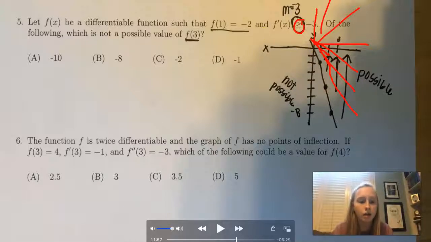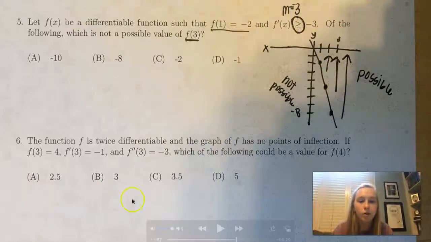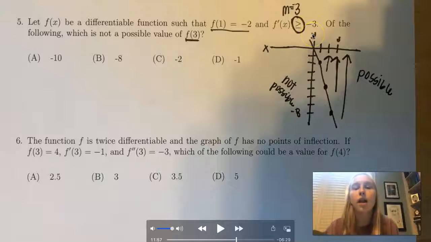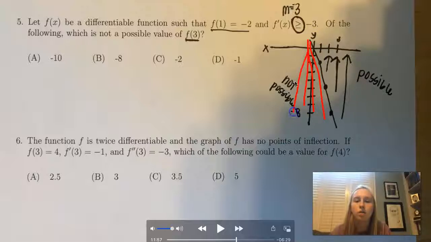The only lines that aren't possible are lines that have slopes that are less than -3. So -4 is not possible. -5 is not possible. All of these are just not possible.